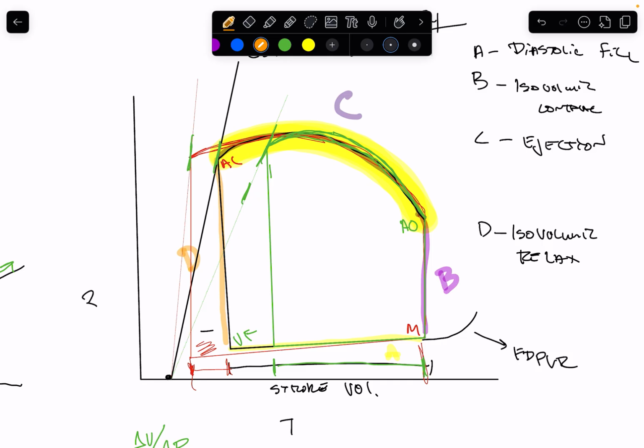And afterload is affected most by arterial elastance. So if the aorta isn't very flexible, then the amount of pressure is obviously going to increase and the heart is going to have to work harder to eject blood from the heart.